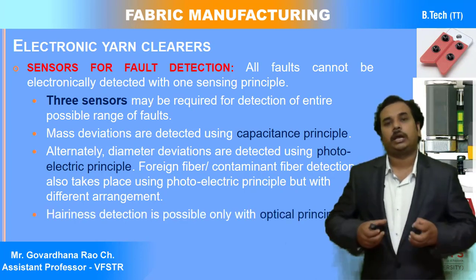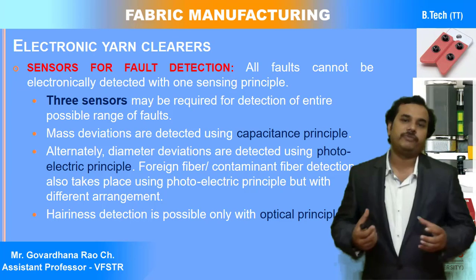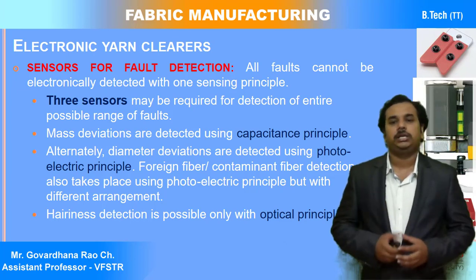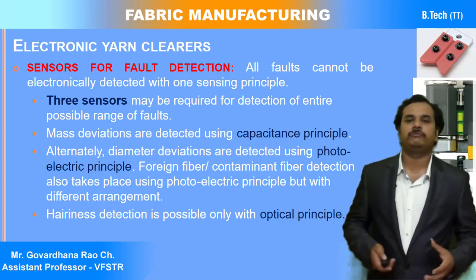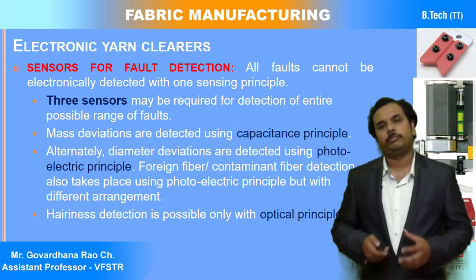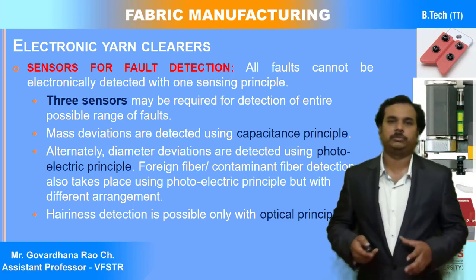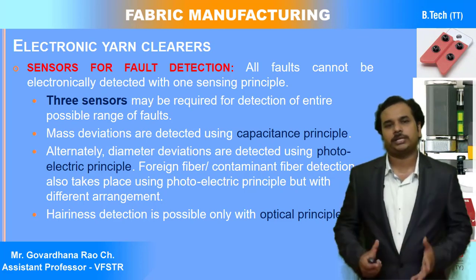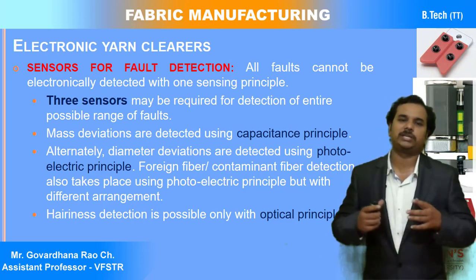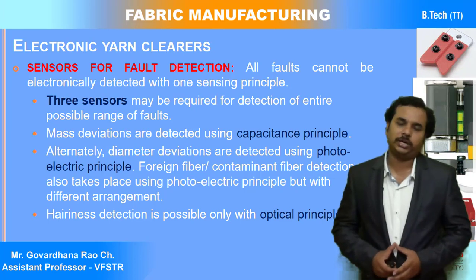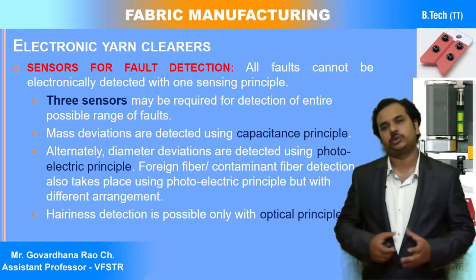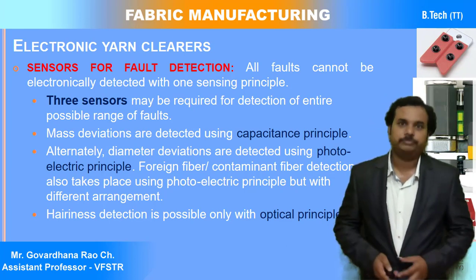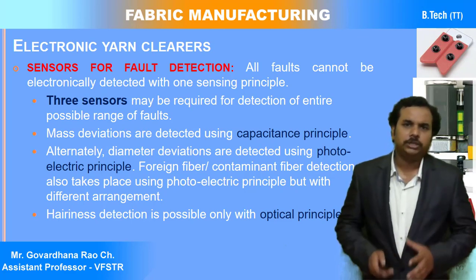Next one is hairiness detection. If we want to see the yarn hairiness, we are going for the optical principle type of mechanism. Now there are three different principles. One is called the capacitance principle, the second one is called the photoelectric principle, and the third one is the optical type of principle. So these are the three types.